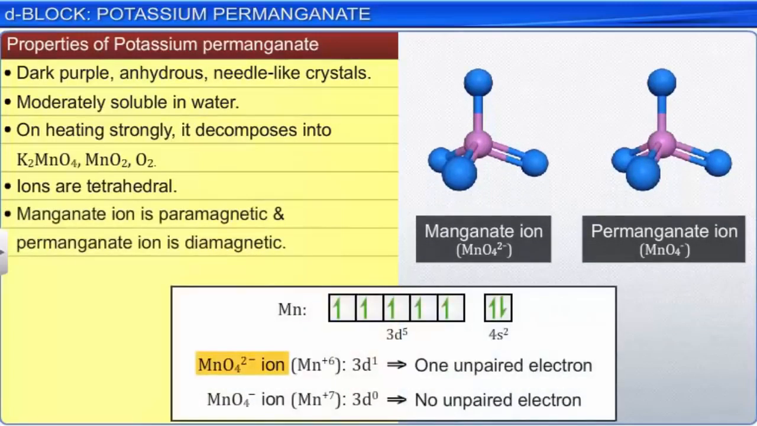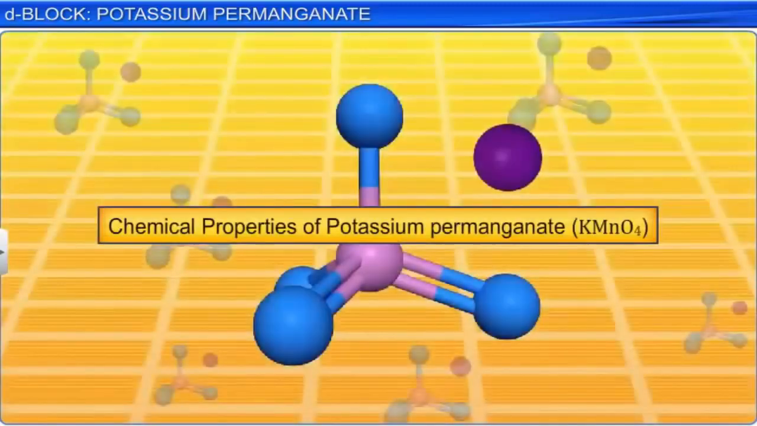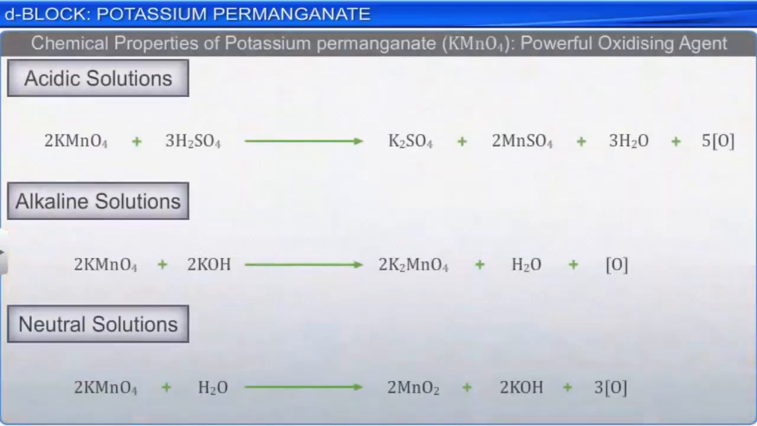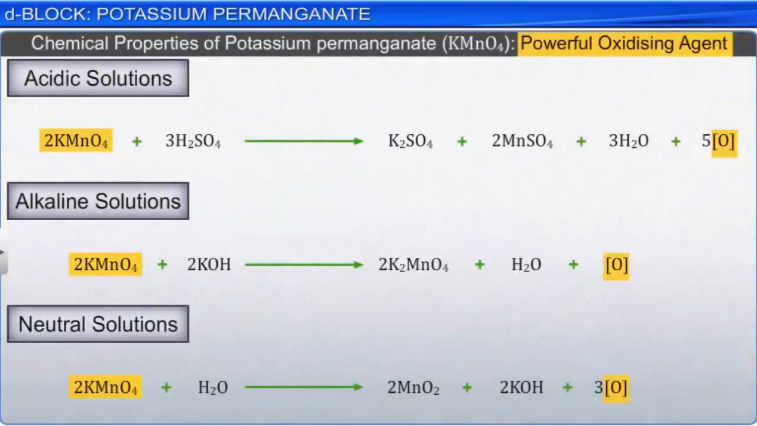Let's now look at the chemical properties of this compound. Potassium permanganate acts as a powerful oxidizing agent in acidic, alkaline, and neutral solutions. The effective equations in each of these media are given here. Let us see some important oxidizing reactions of this compound in each of these media.